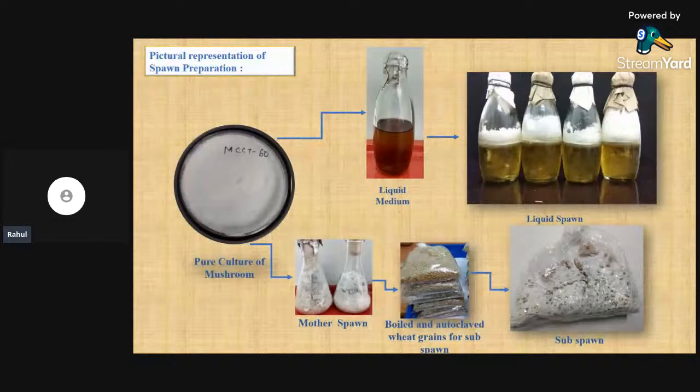Before we use that wheat, we have to wash it in running tap water and boil it for 40 minutes, and all the excess water is drained off. Then we mix it with 2% calcium carbonate and 5% calcium sulfate. After mixing it properly, we pack it in polythene bags, tie them up with rubber bands, and autoclave both the substrate and grain at 121 degrees centigrade at 15 psi.